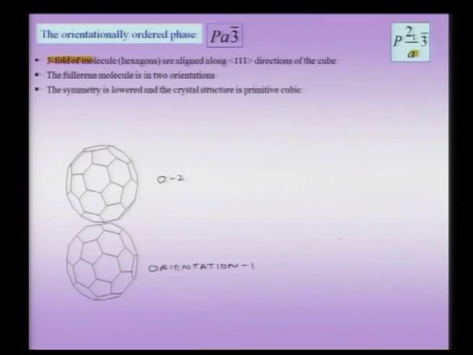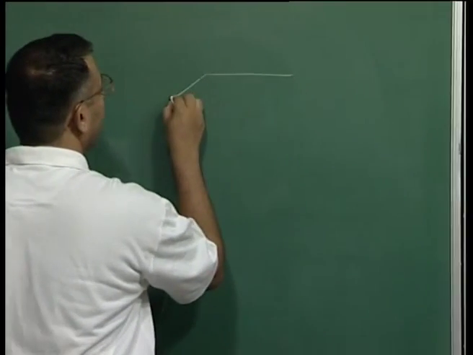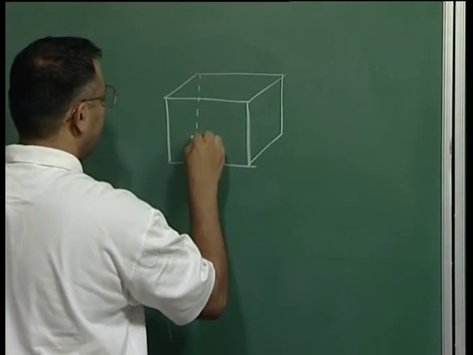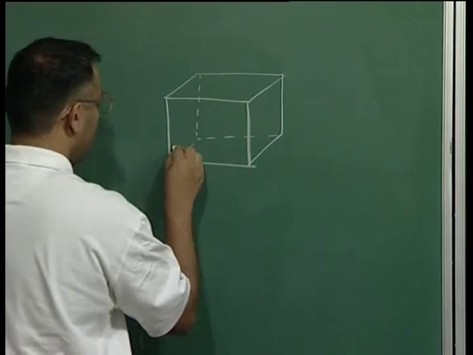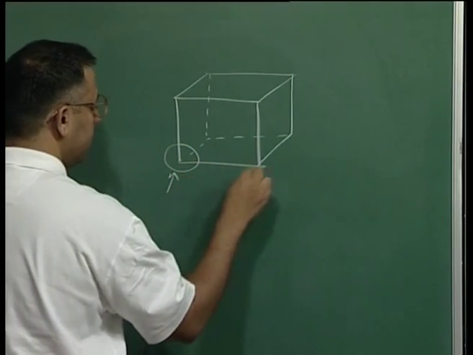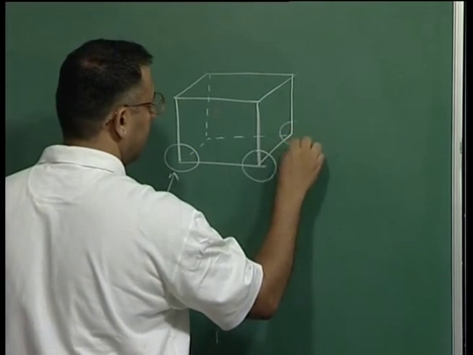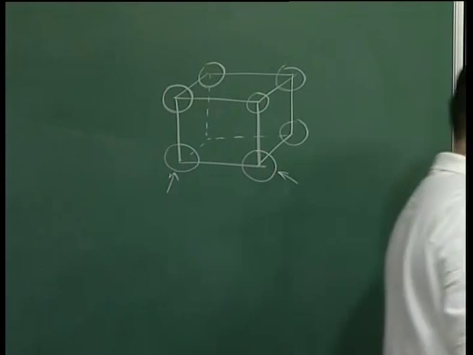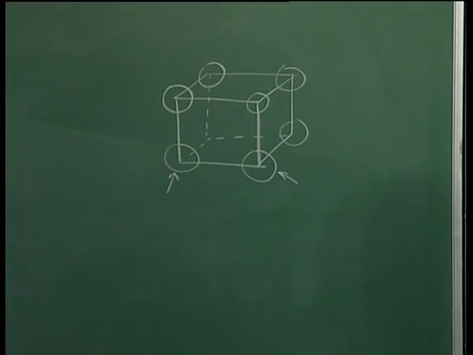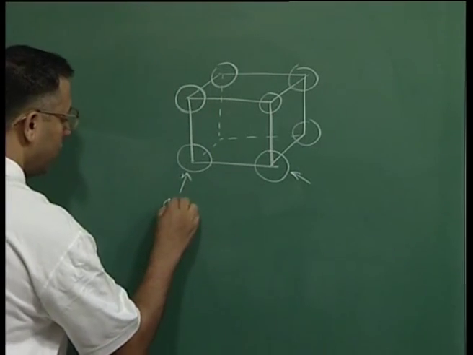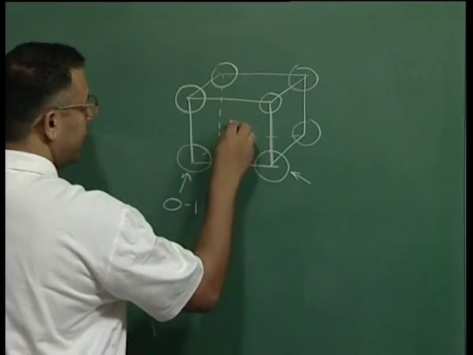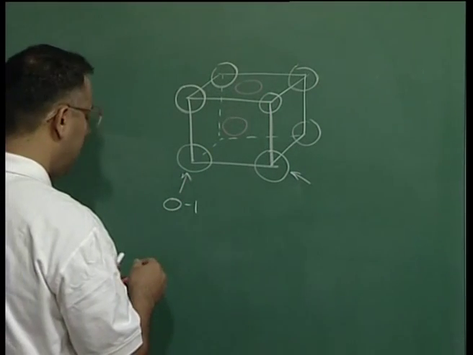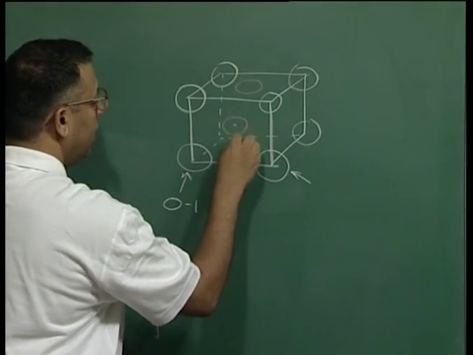So, I have my cube here. The Fullerene molecules sitting in the cube corners, these Fullerene molecules come very close. Just for the schematic I am drawing them a little far away. So, these all will be in orientation 1, O1, and the ones which are sitting in face centers, which now are not lattice points anymore in the orientationally ordered state, would be in orientation 2.